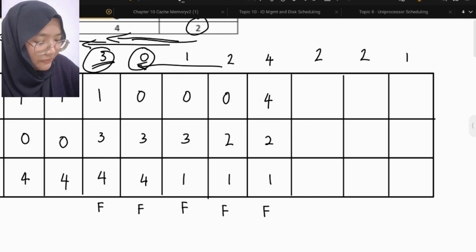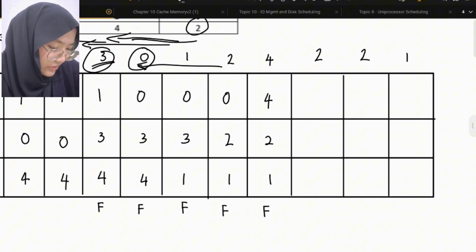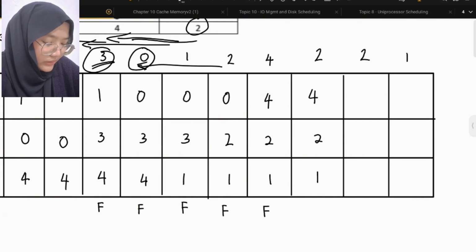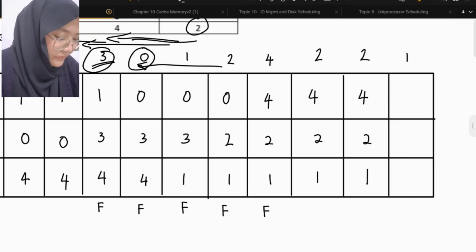The next one is page number 2. As you can see, page number 2 is already in this memory, so I'm just going to write it down there. So number 2 becomes the most recently used. We look at the next one. We have page number 2 again. So we already have page number 2 in our memory, so we're going to write back 4 1 2.